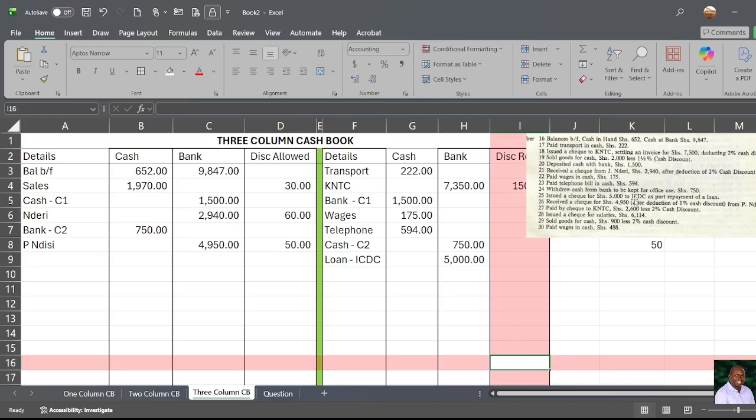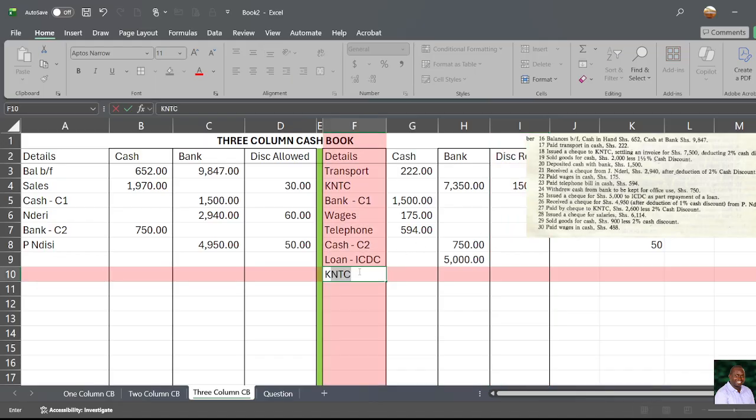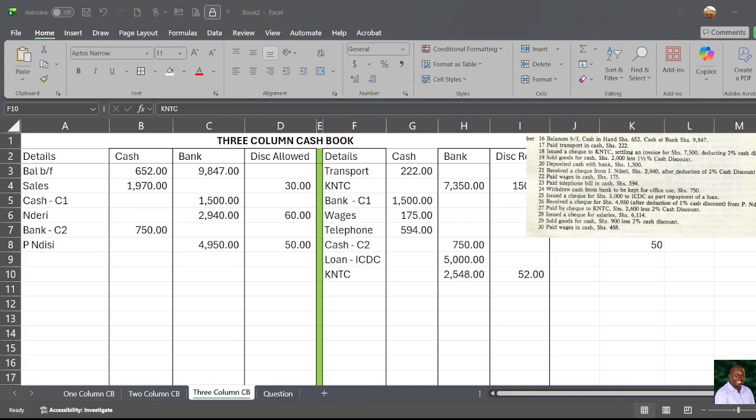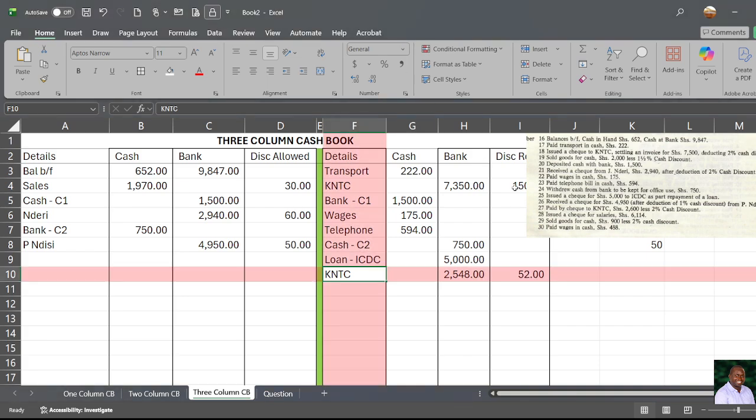Then we are told he paid by check to KNTC, 2,600, less 2% discount. So if it is less 2% discount, that means 98% times 2,600, which is 24 something. If you subtract it from 2,600, you get the discount he allowed, which comes to 52.